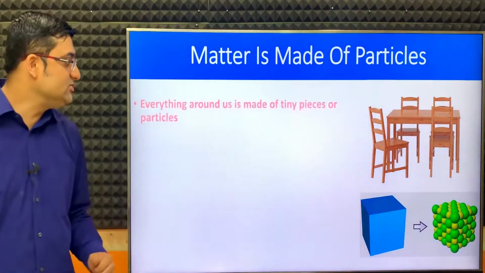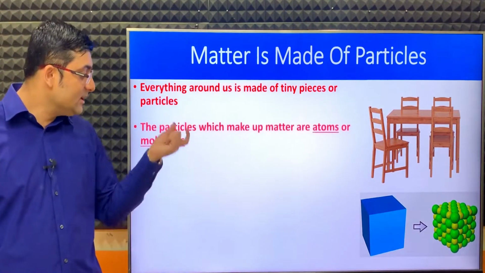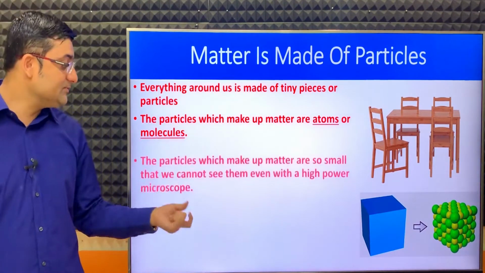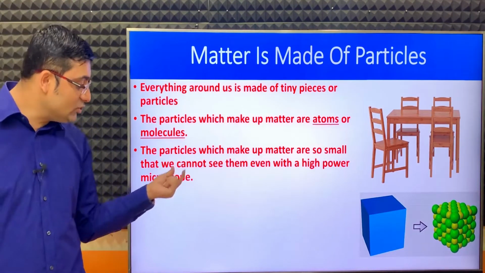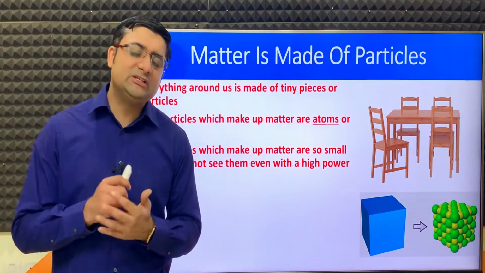So let's first read this much. Everything around us is made up of tiny pieces or particles. The particles which make up matter are atoms or molecules. The particles which make up matter are so small that we cannot see them even with a high power microscope. So I hope this much is clear.